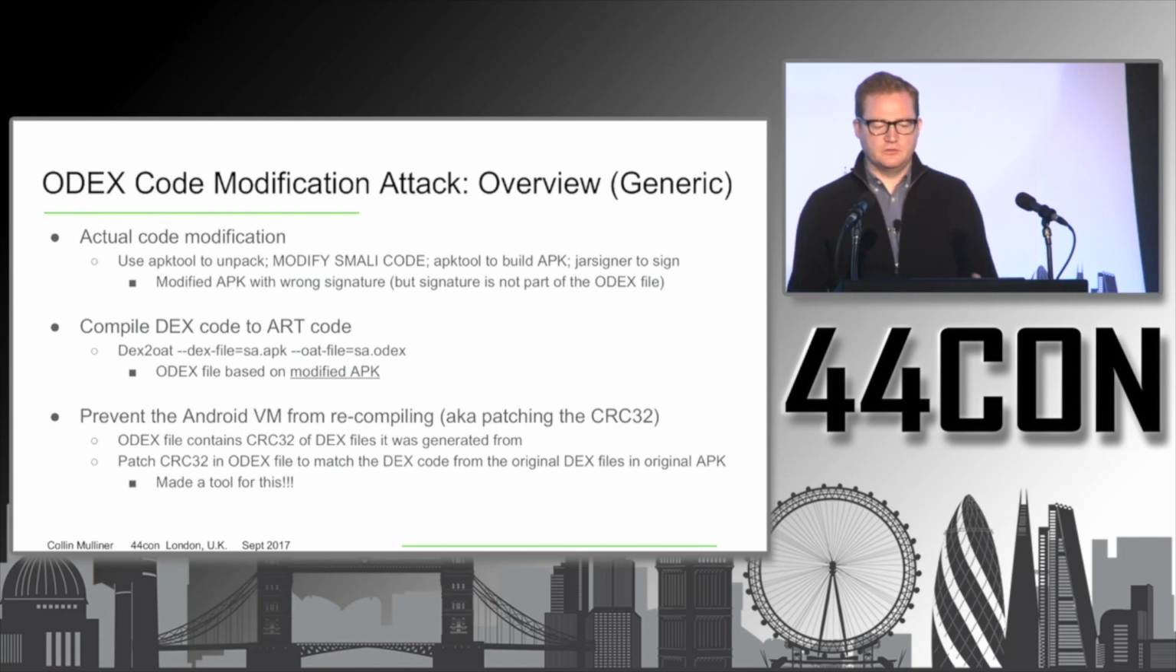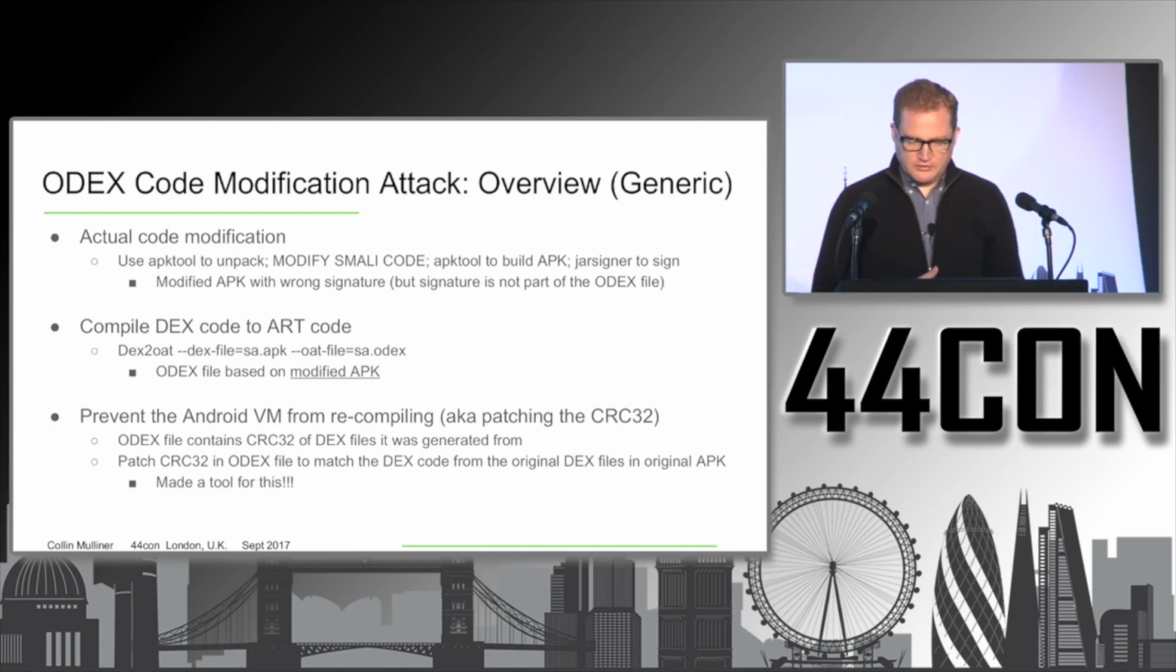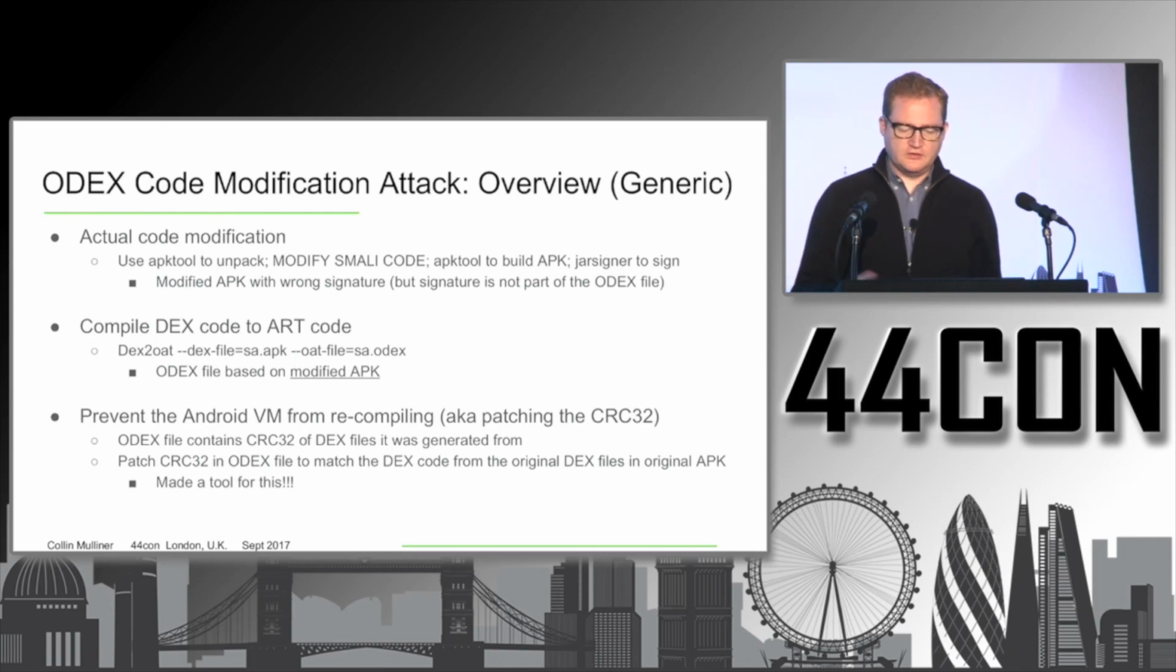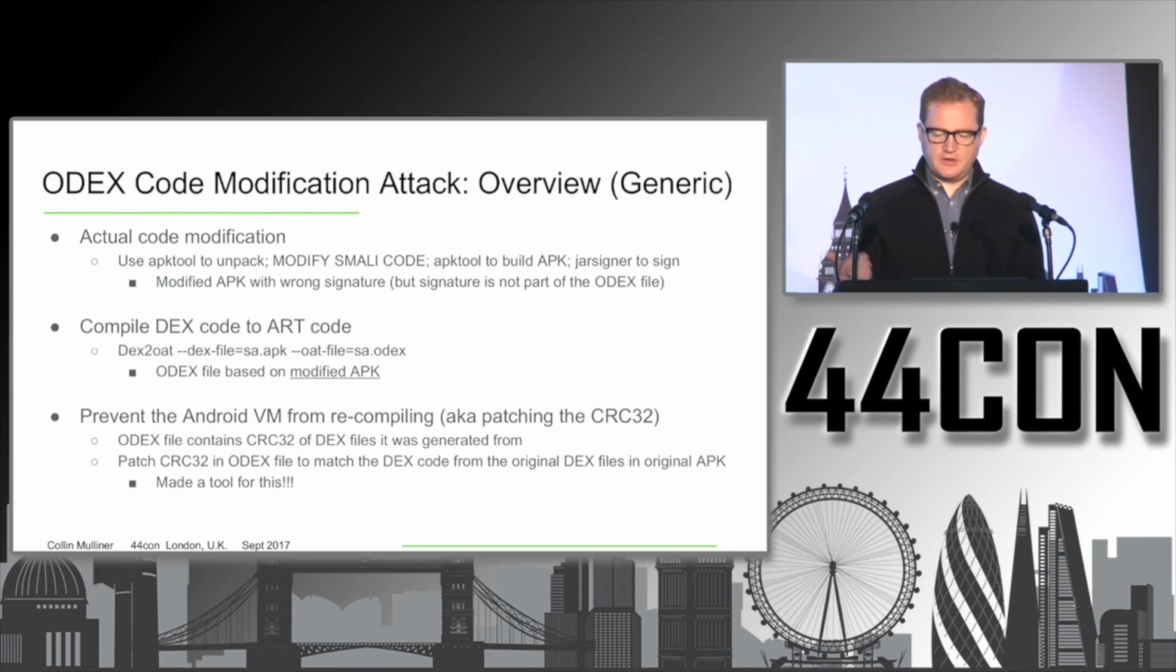So how does ODEX modification actually work? In a very generic way, you use apktool to unpack your binary. You modify the code, then you use apktool to repack it, use jarsigner to sign it, and then you have a modified APK. It has the wrong signature.